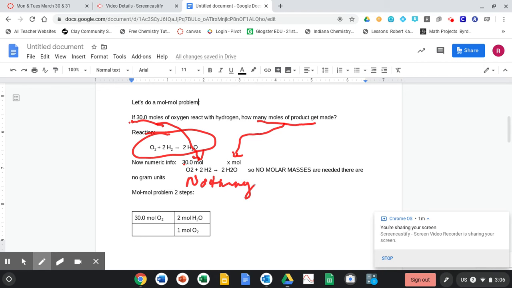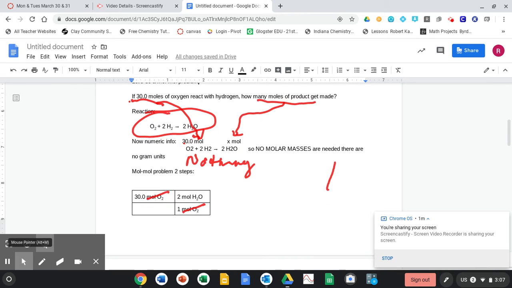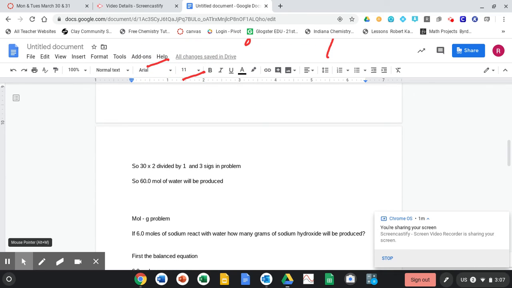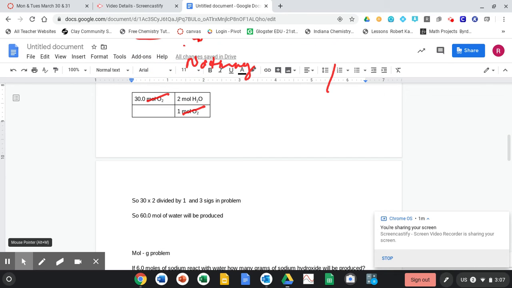The mol-mol problem is two steps. I'm going to start with the 30 moles of oxygen. And so I want moles of oxygen to cancel, so moles of oxygen is going to go in the denominator. And I am going to put 2 moles of water on the top. So mathematically, I am going to take 30 times 2 divided by 1, and I have 3 sigs working in the problem, so I have 60.0 moles of water produced.